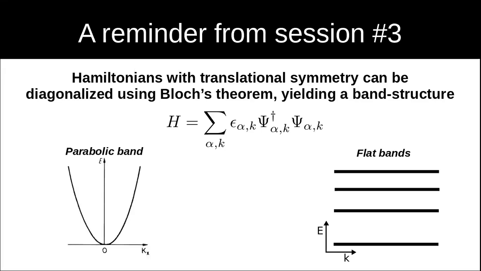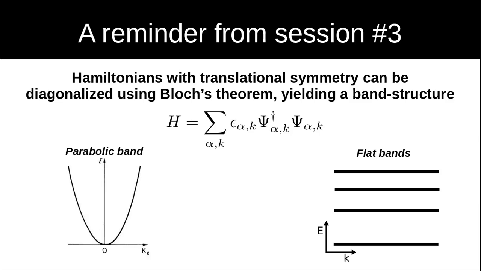As a reminder, let us recall that in previous sessions, we saw that the Hamiltonian of a system, in particular of a single particle system, can be diagonalized, and when we diagonalize it, we find a relation between the energy and the momentum. This relation is the band structure, and the band structure can have many different forms. It can give rise to a parabolic band, which is the most conventional one, and it can also give rise to flat bands, which is the case of the Landau levels in the quantum Hall effect.